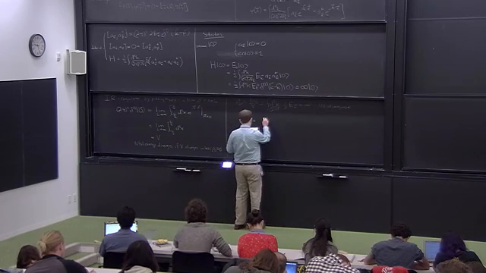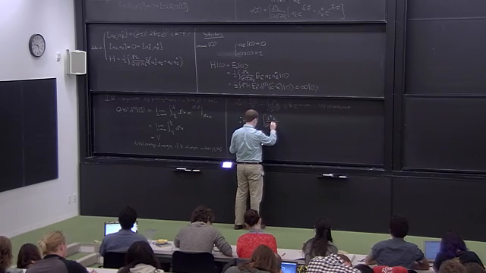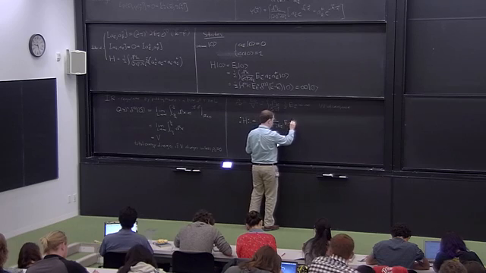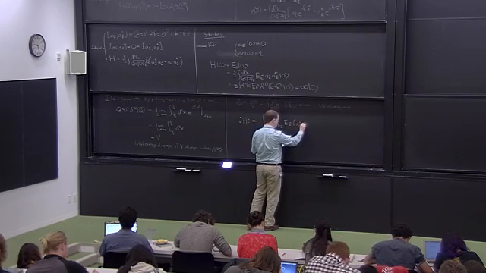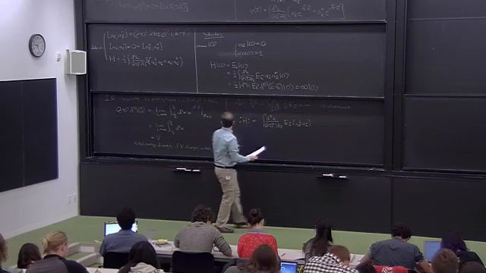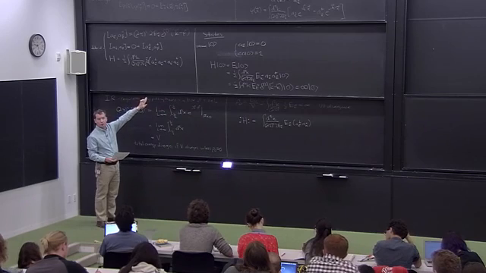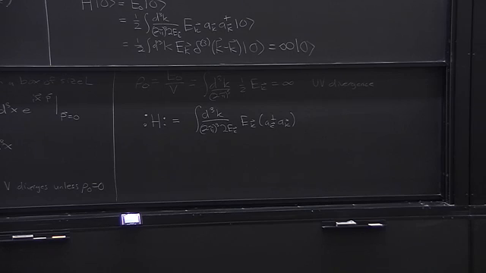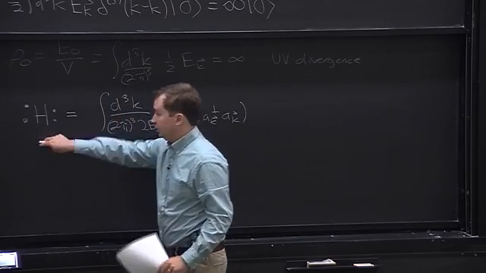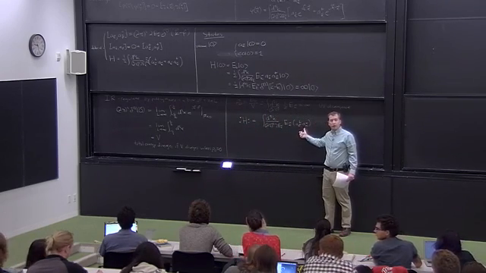So if we do that, we get the integral d3k over (2 pi)^3 of E_k a_k dagger a_k. Okay. So I've just, by hand, in the second term, moved the creation operator to the left of the annihilation operator. And so then if we act with this normal ordered Hamiltonian on the vacuum state, we have an annihilation operator on the right, and the vacuum energy will be 0.